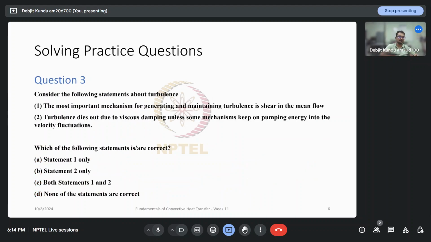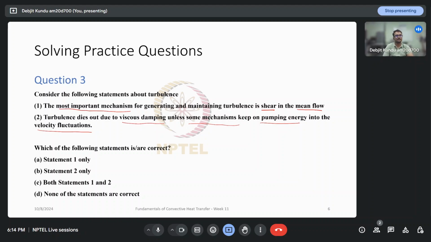Now moving on to the next question, question number 3. Two statements are given. You have to pick which statements are correct, and then there are some combinations of correct and incorrect statements in the options given below. You have to pick out the correct combination from there. Statement one is: the most important mechanism for generating and maintaining turbulence is shear in the mean flow. These are all important keywords, shear in the mean flow. And statement two says: turbulence dies out due to viscous damping unless some mechanism keeps on pumping energy into the velocity fluctuations.